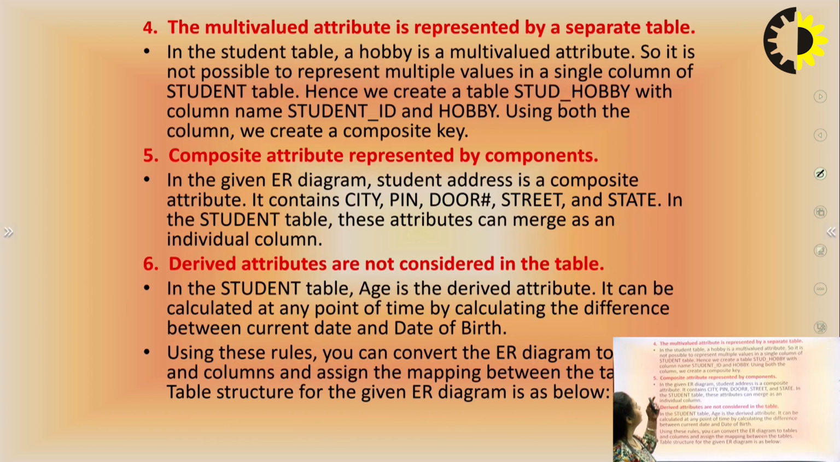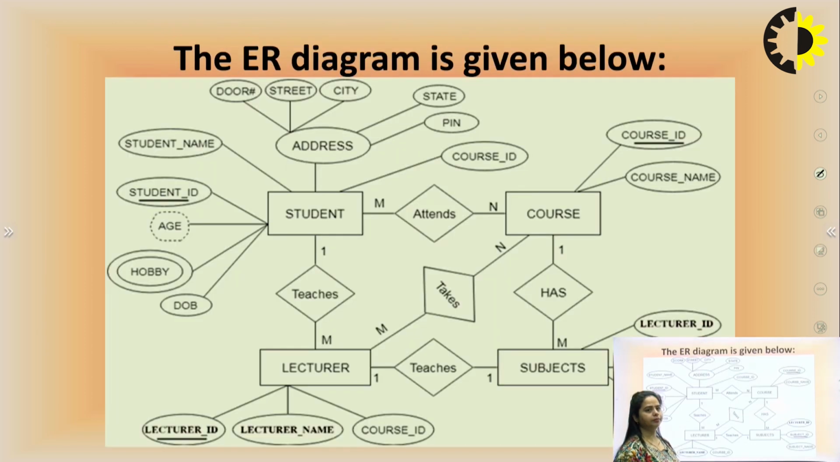Next, a multi-valued attribute is represented by a separate table. Any attribute that can have more than one value is known as a multi-valued attribute and is represented by a separate table. A composite attribute is represented by its components. Next, derived attributes are not considered in the table. So we will have an example.